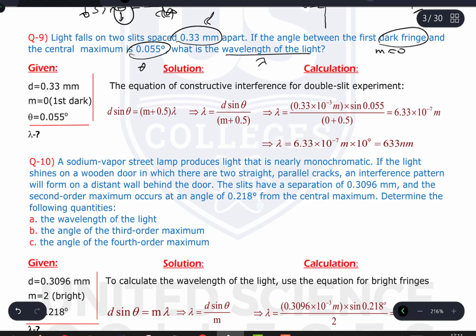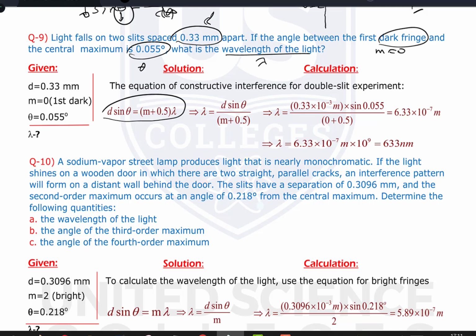For the first dark fringe, we are going to say that m is equal to 0. In this equation, d sin theta equals (m plus 0.5) lambda. It's possible to write this equation in a different form, but in the 12th grade book, this equation is written that way. If the dark fringe is first order, m is going to be 0. If the dark fringe is second order, m is equal to 1. If third order, m is equal to 2. Fourth order, m is equal to 3. So m is always 1 less than the order of the dark fringe.